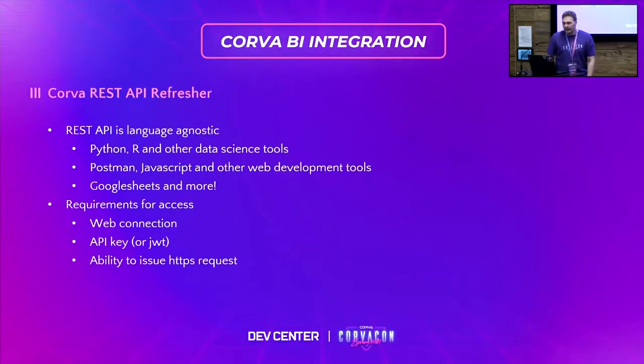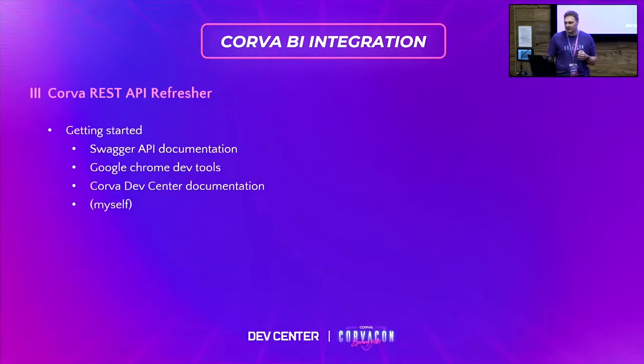So to do that, just a really high-level refresher. If we want to pull data from Corva, we're going to use the REST API. The REST API itself is language agnostic, so we can use it in Python or any other tools. We just need to make sure that we have a web connection, authentication, and then issue an HTTPS request.